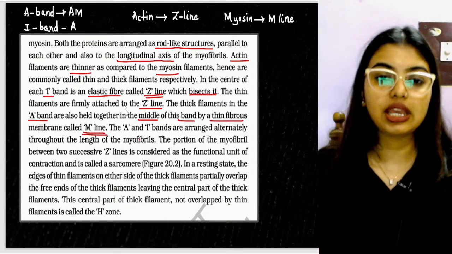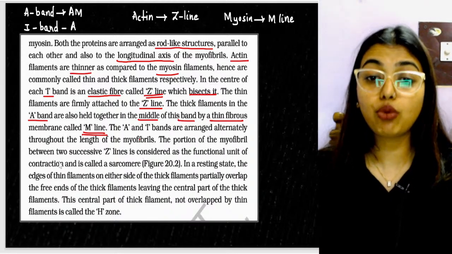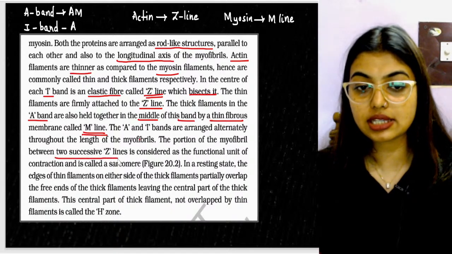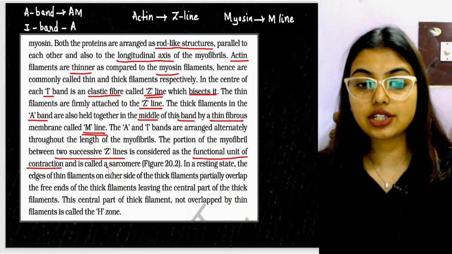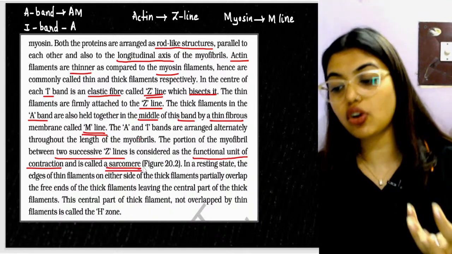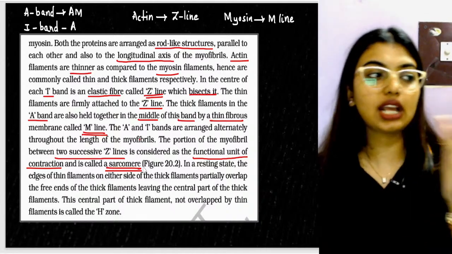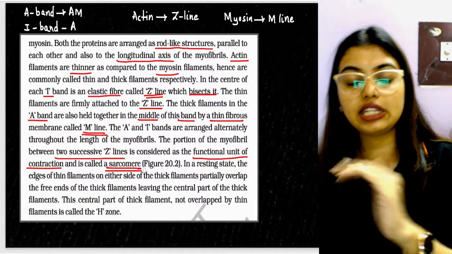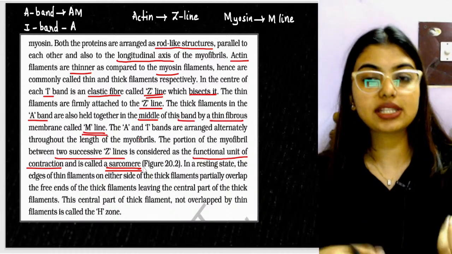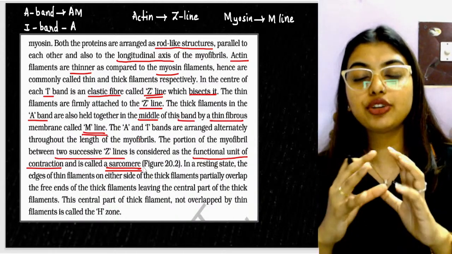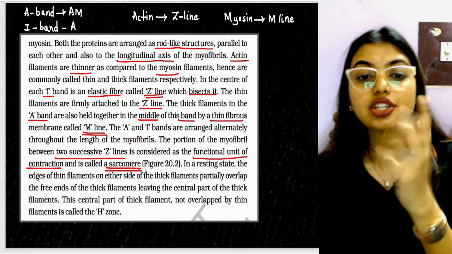From here, listen carefully. The A and the I bands are arranged alternately throughout the length of the myofibril. The portion of the myofibril between two successive Z lines is considered the functional unit of contraction and it is called the sarcomere. That's why I told you we can also call it a contracting unit. It is the functional unit of contraction, like how the nephron is the functional unit of the kidney. It is the one that does urine formation, glomerular filtration, tubular secretion and tubular reabsorption. Same way here, the functional unit of contraction is the sarcomere.